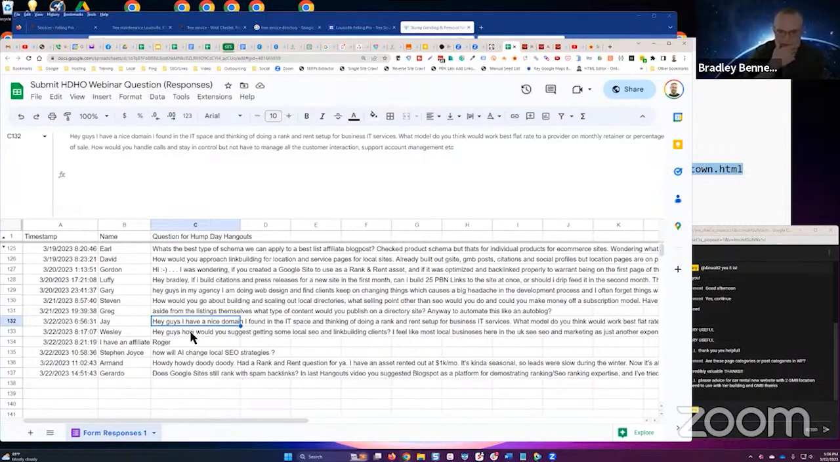Hey guys, I have a nice domain I found in the IT space and thinking of doing a rank and rent setup for businesses on IT services. What model do you think would work best? Flat rate to a provider, or monthly retainer, or percentage of sale?